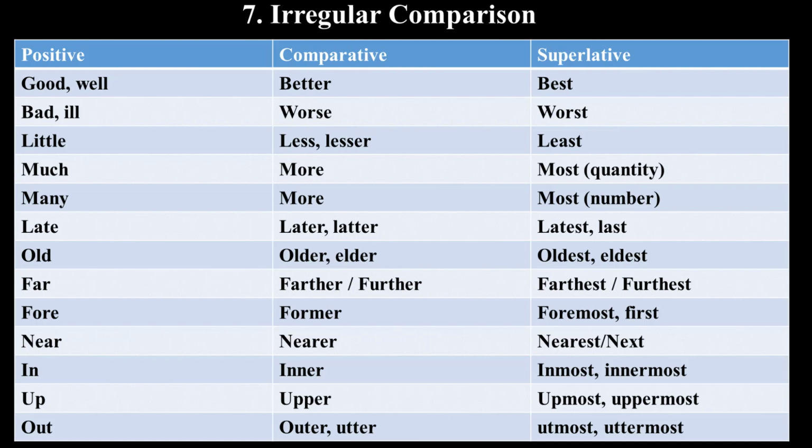Little, less, lesser, least. Much, more, most. For quantity, much, more, most. For number, many, more, most. Late, later, latter, latest, last. Old, older, elder, oldest, eldest. Far, farther, farthest, further, furthest. Fore, former, foremost or first.